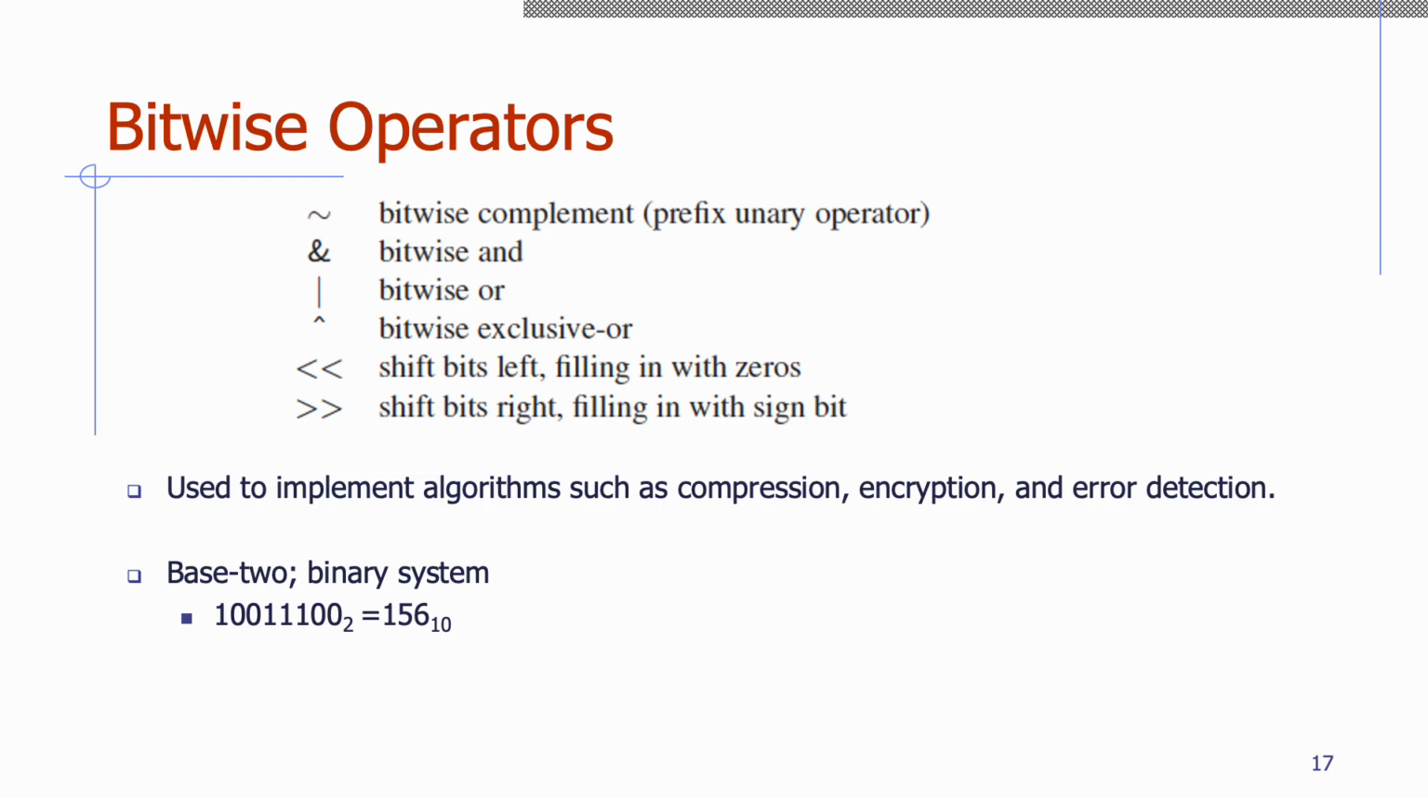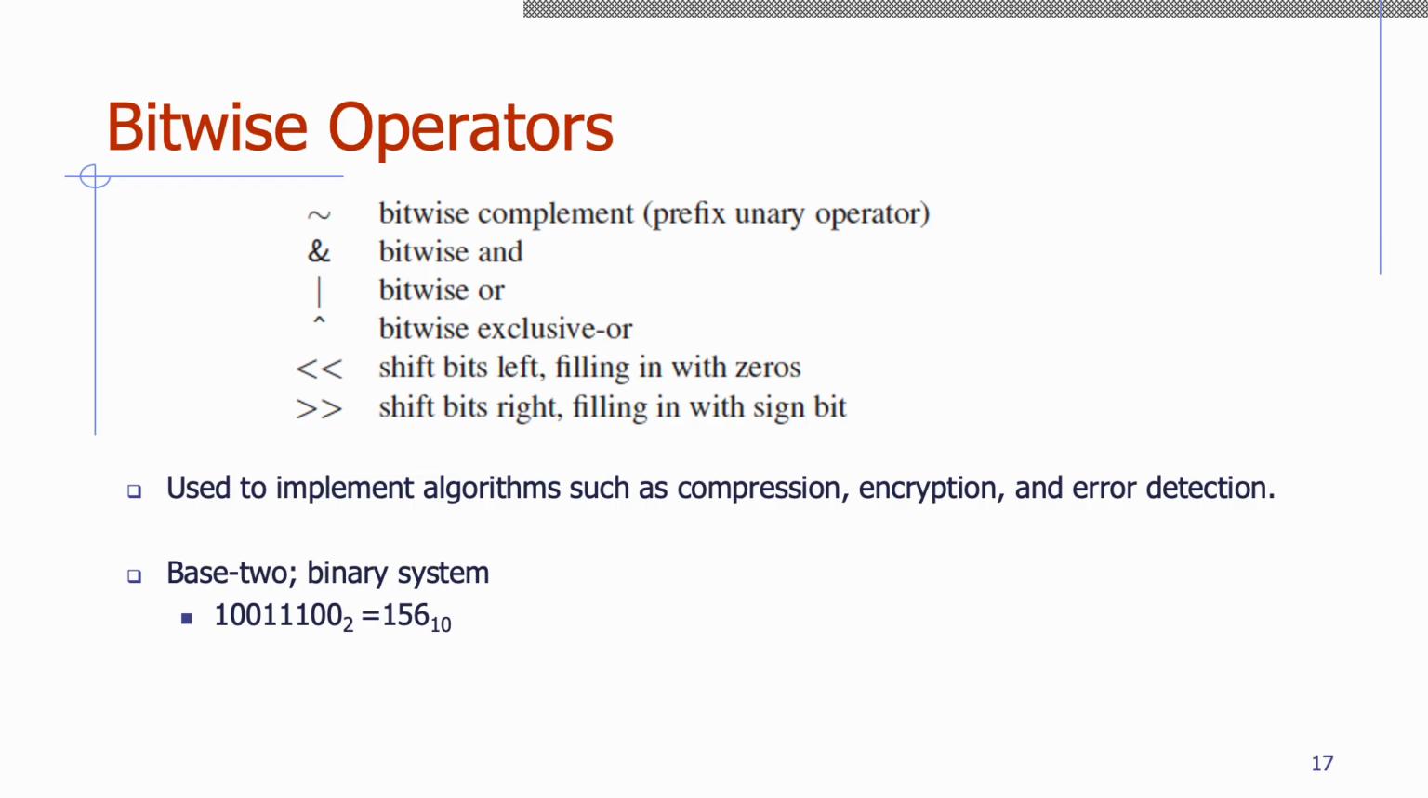Here we talk about bitwise operators. We have bitwise complement, bitwise AND, bitwise OR, bitwise XOR, shift bits left, shift bits right. Computers store all kinds of information as a stream of binary digits called bits. Whether you are working with text, images, or videos, they all boil down to ones and zeros. Python's bitwise operators let you manipulate those individual bits of data at the most granular level. You can use bitwise operators to implement algorithms such as compression, encryption, and error detection.